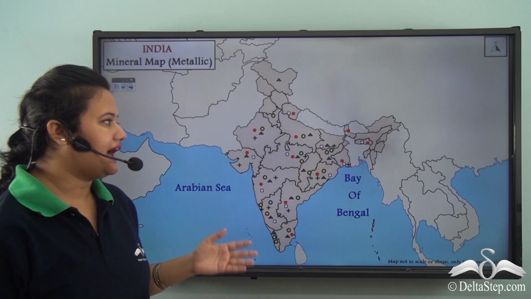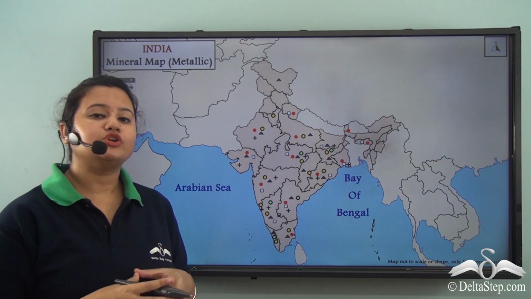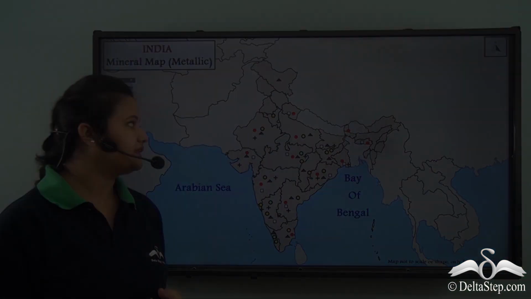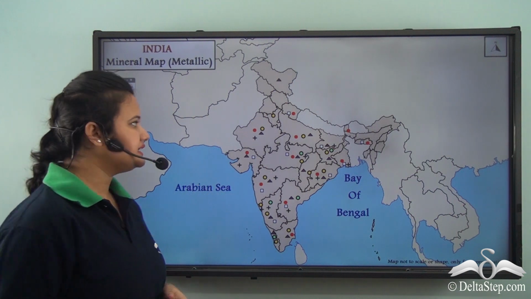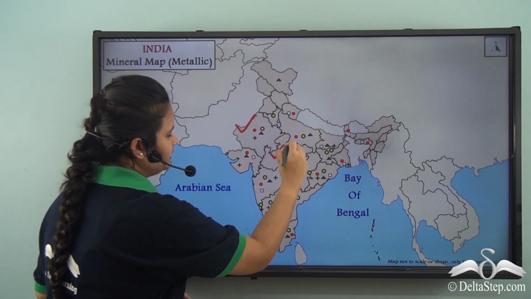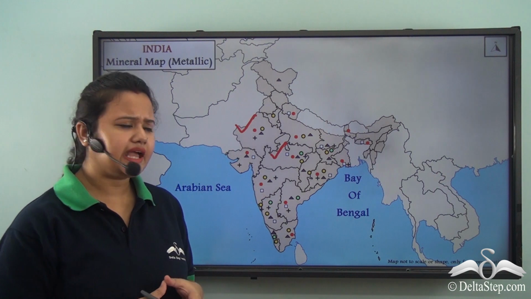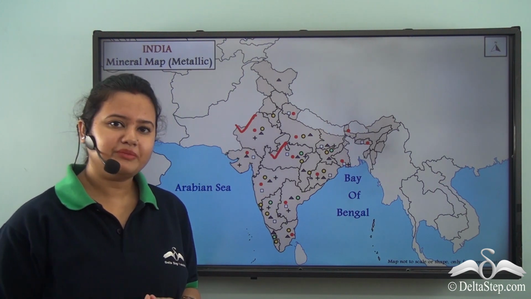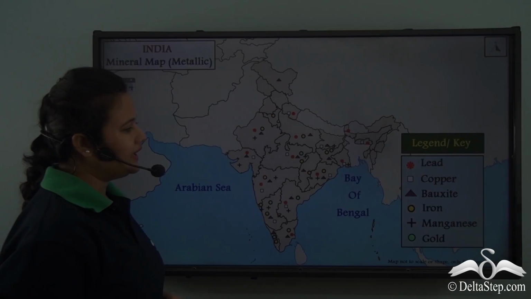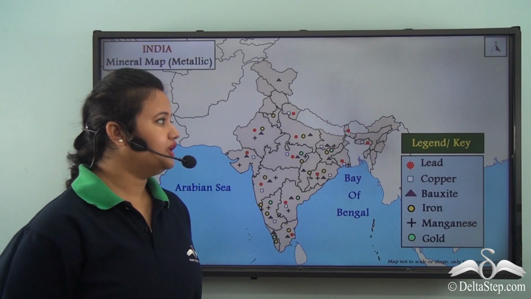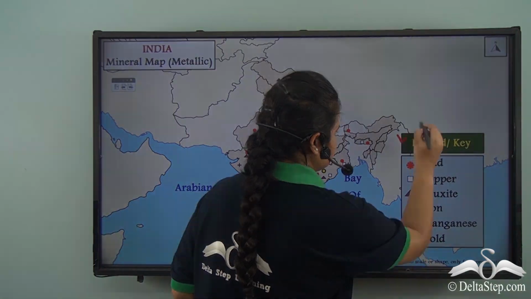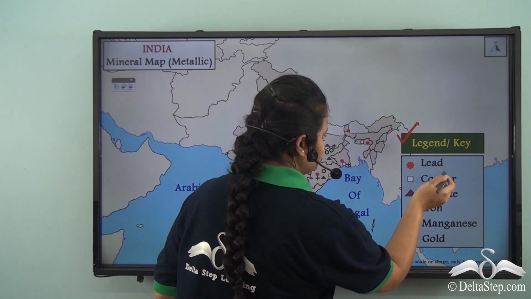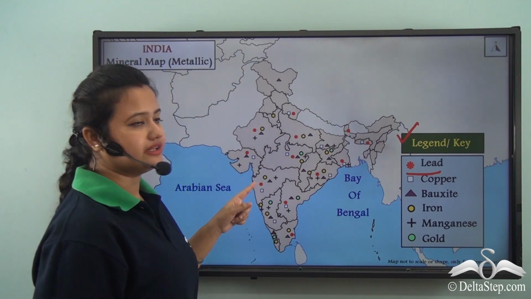Now here we have a map of India which shows the distribution of minerals in the country. Now in this map we can see that different symbols have been used. Now can you understand anything from these symbols? I am sure you cannot. So what's the remedy? Well, here we have a table which is called a legend. Now this table or the legend defines each symbol that has been used in the map.